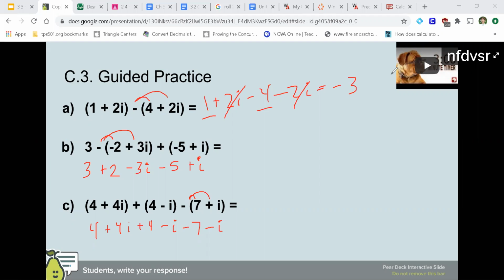Who's got B? I got negative 11 minus 2i. Close. I think you got an issue with the sign. The minus 2i is right. But I think 3 plus 2 gives you 5, minus 5. I think you may have switched the sign on that negative 5. Oh, yeah. There you go. All right, who's got the last one?